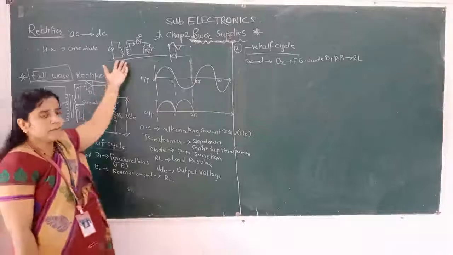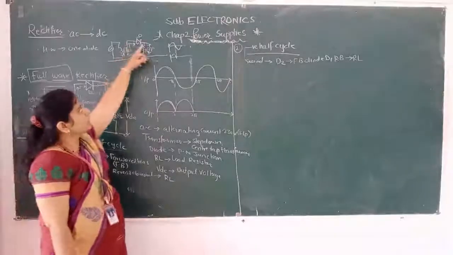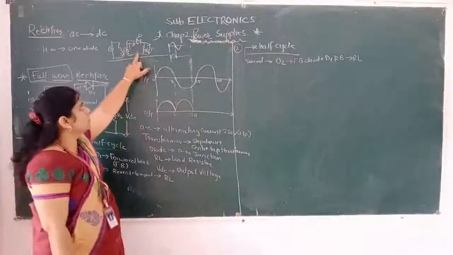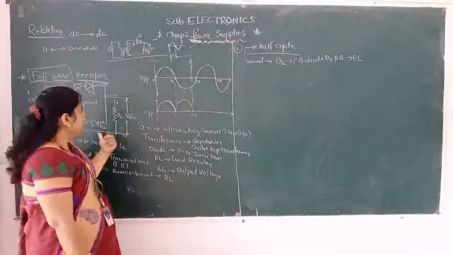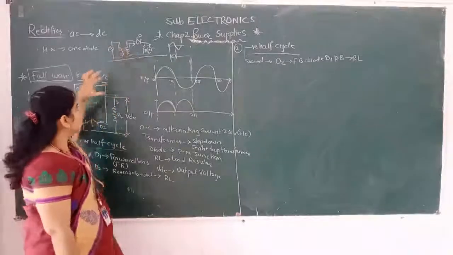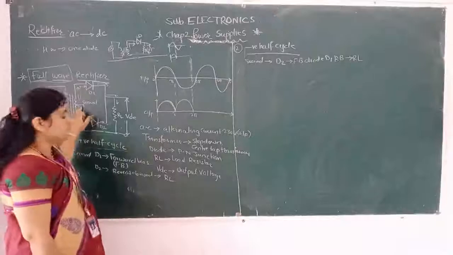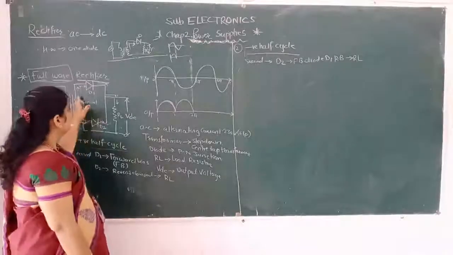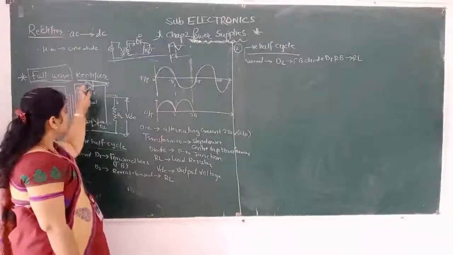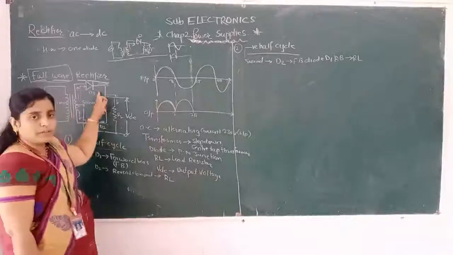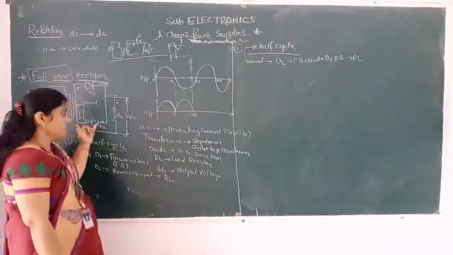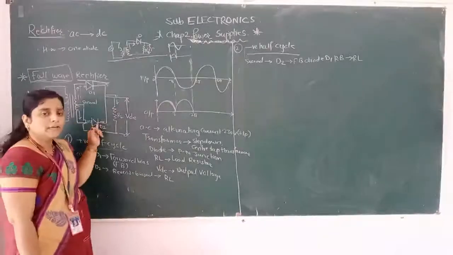Because in the half wave rectifier, only one diode is forward biased, and another diode was not there. But in the full wave rectifier, two diodes are there, and this transformer is centrally tapped. Once it applies the supply at the diode D1, and in the second stage it applies the supply at the diode D2.